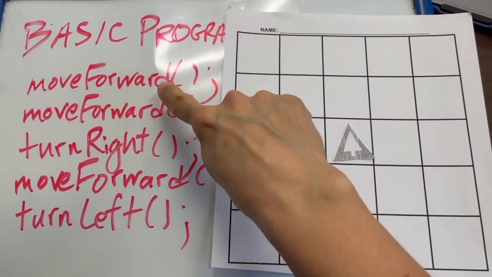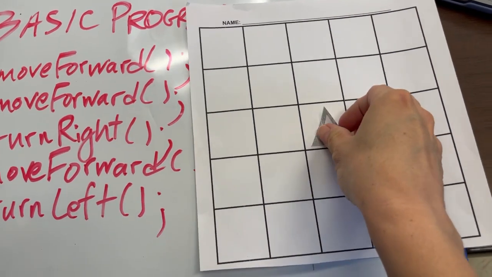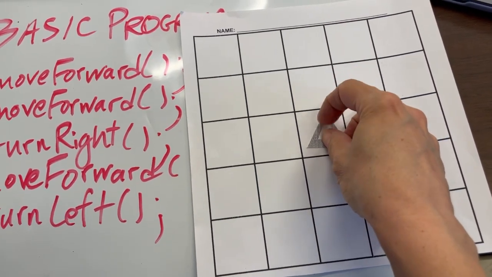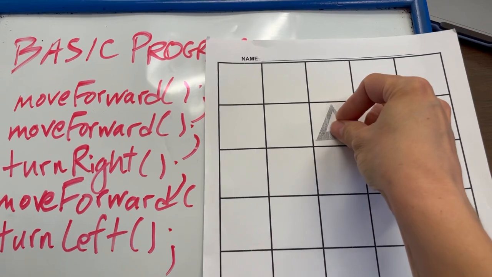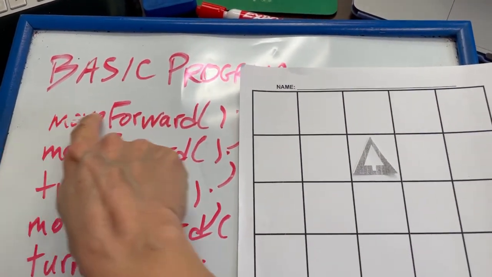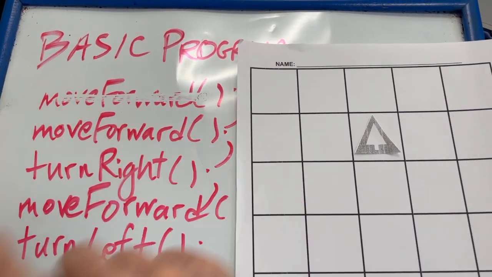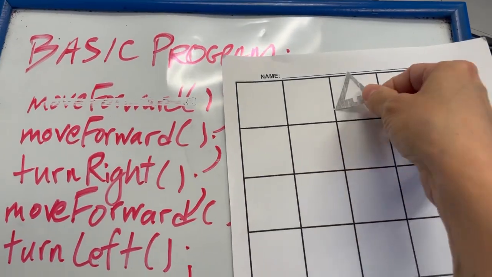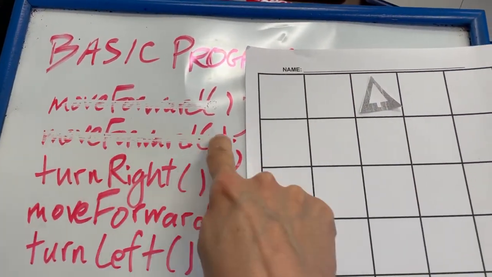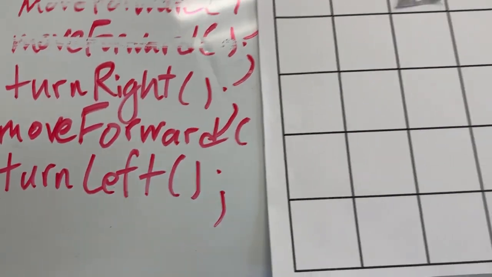In this position, it says move forward. So we're going to move forward. We know that forward is whichever direction it's pointing towards, one box. That's this. Okay, so check, done. Next one, move forward. We're going to do that again. One box, check, done. Then it says turn right.